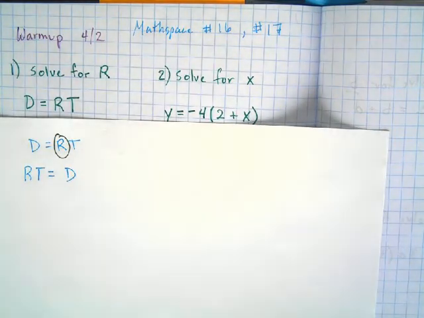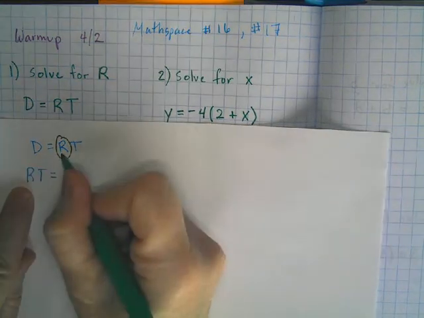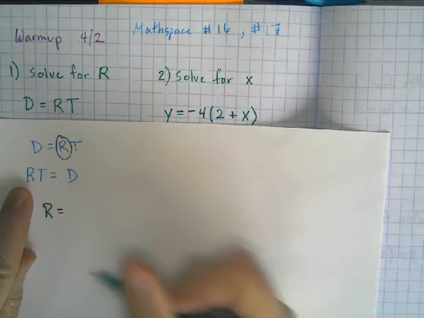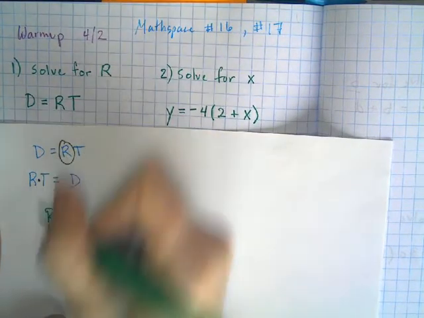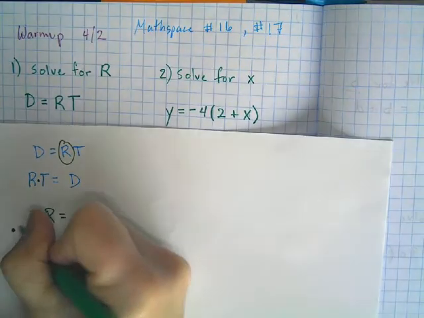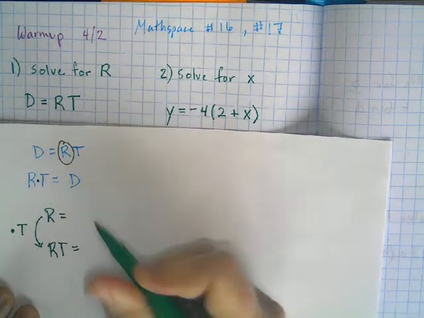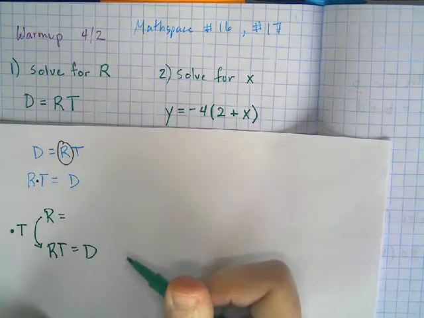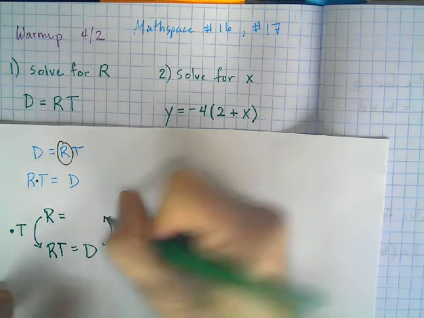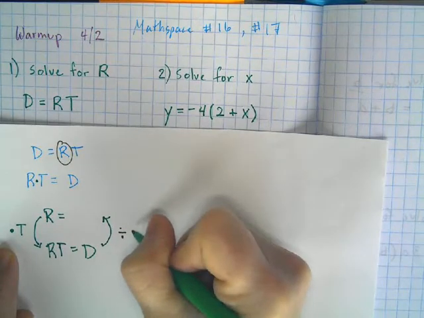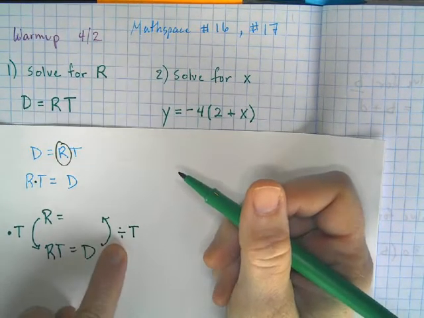Now I'm going to deconstruct. I'm solving for R, so I'm going to start with R equals. What's happening to the R? It's being multiplied by T. That's how I get RT. That's all that's happening, and that equals D. So now I need to do the opposite. The opposite of multiplying by T is dividing by T. So my answer is going to be D divided by T.